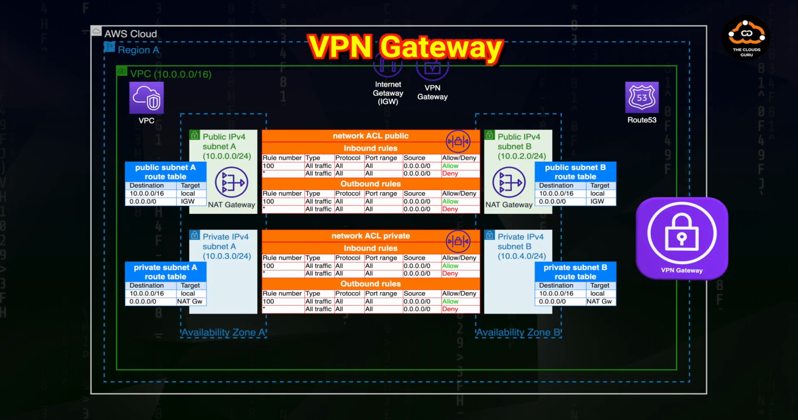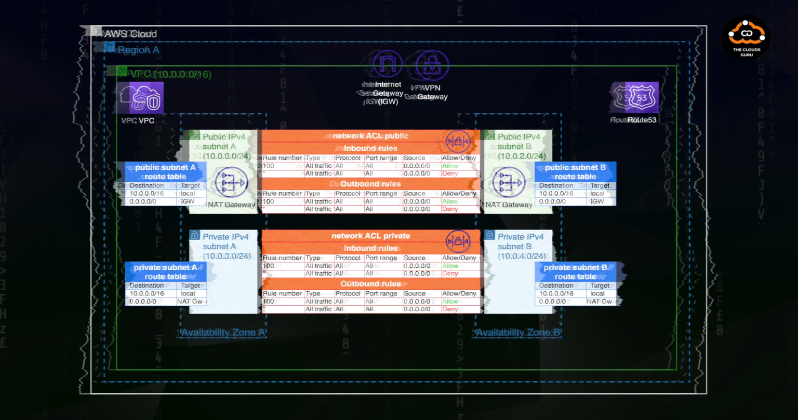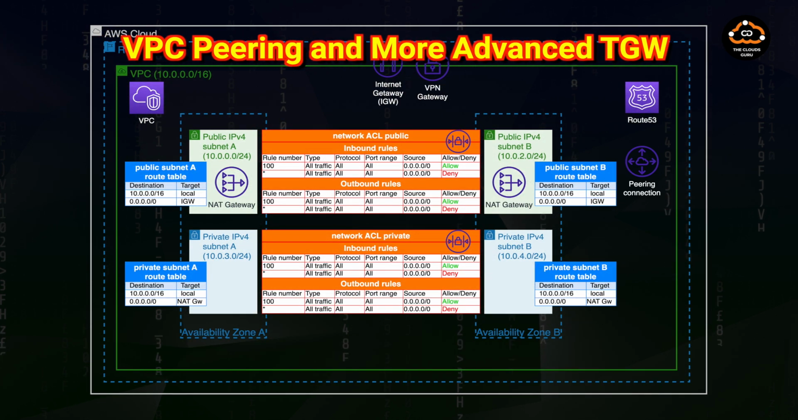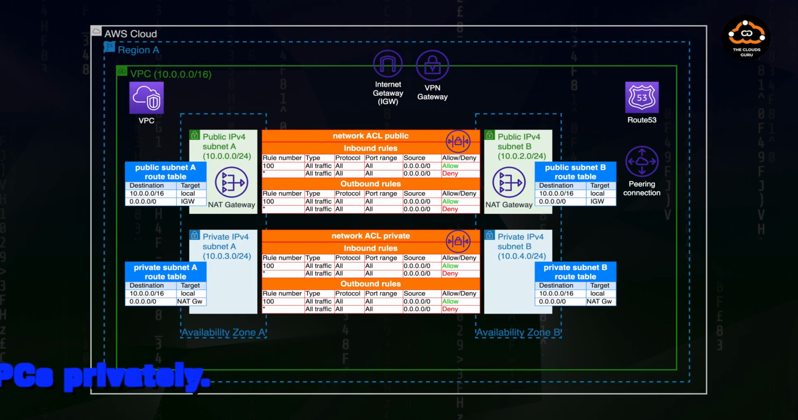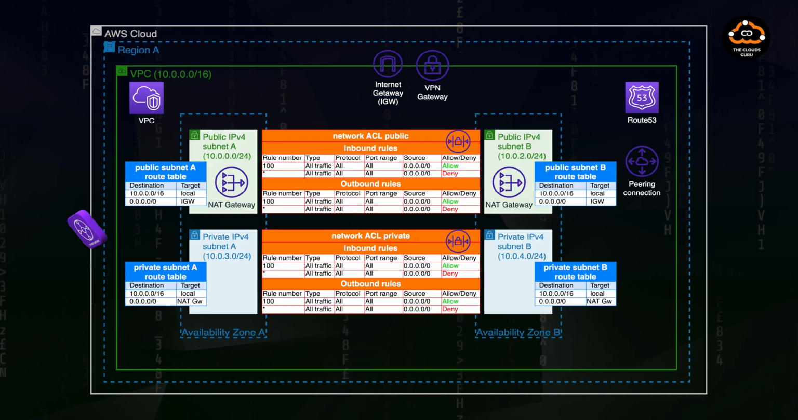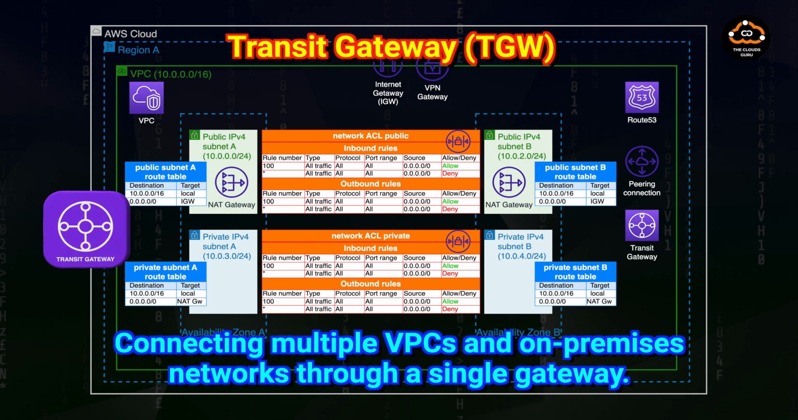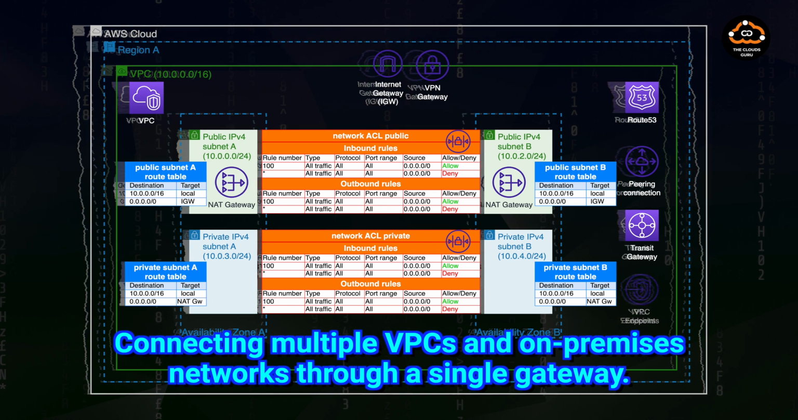VPN gateway. VPN gateways facilitate the secure transfer of data into and out of your VPC, particularly for your on-premises resources. VPC peering and more advanced TGW. VPC peering allows you to connect two VPCs privately. Transit Gateway, or TGW, takes it to another level by connecting multiple VPCs and on-premises networks through a single gateway.